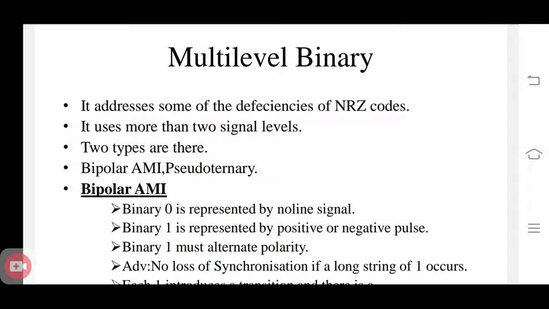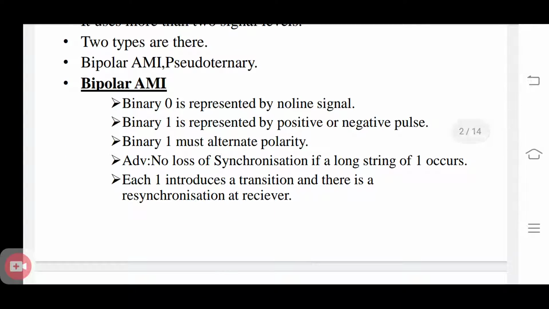Already we had discussed signal encoding techniques. What are the types of signal encoding techniques? The first one is the NRZ mechanism, and it has two variations, that is NRZ-L and NRZ-I. Now we can move on to the next encoding technique, that is multi-level binary. There are two types of multi-level binary mechanism: one is bipolar AMI and another one is pseudo-ternary. The first mechanism is bipolar AMI.